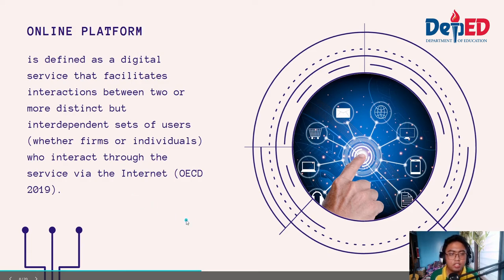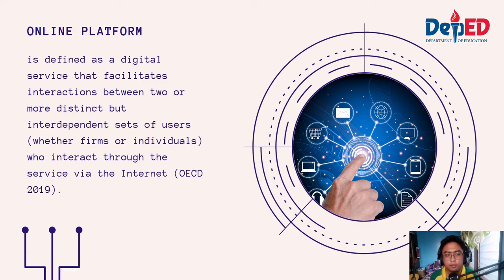Online platforms are defined as a digital service that facilitates interaction between two or more distinct but interdependent sets of users, whether firms or individuals, who interact through the service via the internet. This is according to OECD 2019.